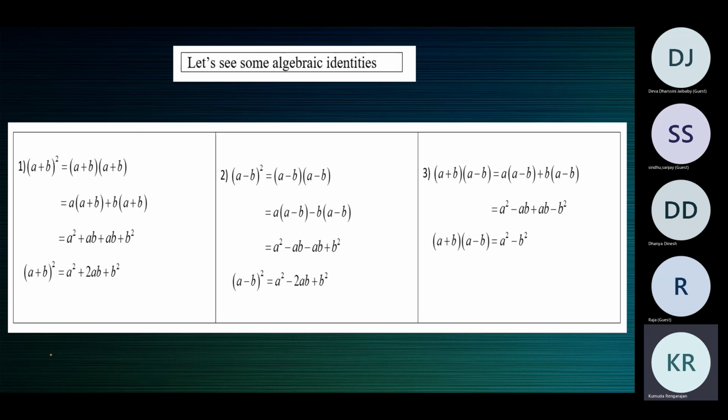They are used for two things. One is to find the product, the other is to factorize the given expression.